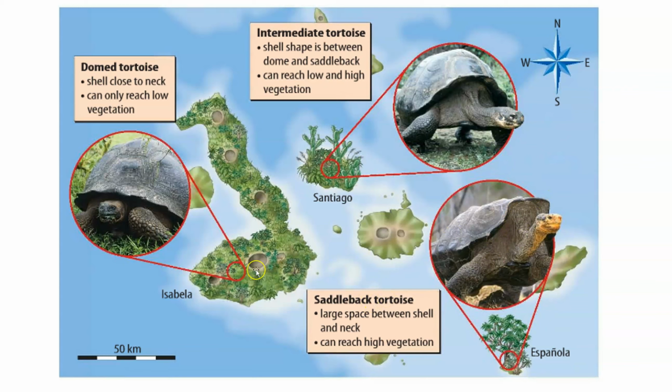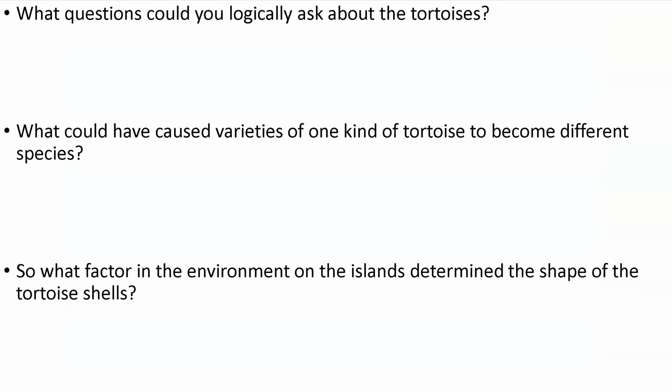What drove this selection? Some questions that you could think about is, what could you logically ask? Well, why do the tortoises look different? How did they even get to the islands in the first place, right? I mean, the islands, if you think about creation or according to evolution, how did they even get there? What could have caused varieties of one kind of tortoise to become different species? But the most important question for you to think about is, what factor in the environment determined the shape of these tortoise shells?